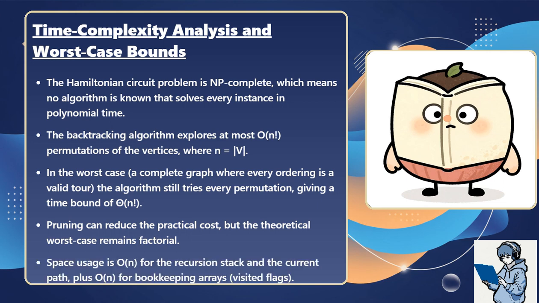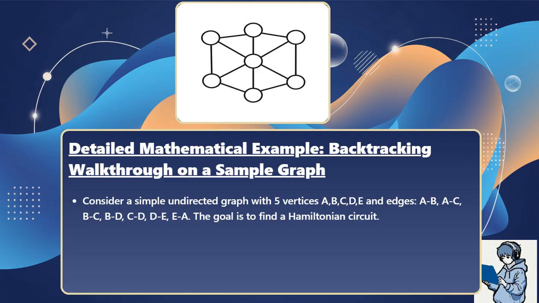Space usage is O(n) for the recursion stack and the current path, plus O(n) for bookkeeping arrays, visited flags. Consider a simple undirected graph with 5 vertices A, B, C, D, E, and edges A-B, A-C, B-C, B-D, C-D, D-E, E-A. The goal is to find a Hamiltonian circuit.